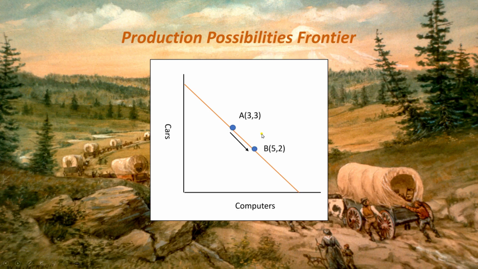To illustrate, let's say we go from a bundle along the PPF here, A, 3 cars and 3 computers, to a point B, 5 computers and 2 cars. In the process, we give up 1 car in order to get 2 computers. This is 1 over 2, rise over run, ends up being 0.5 cars per computer, which is the same as we saw in the previous slide.